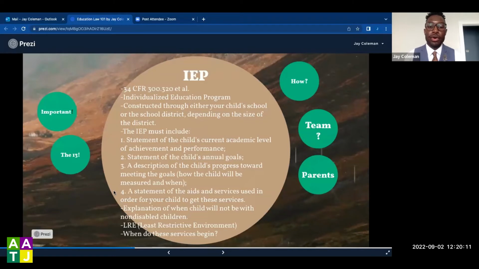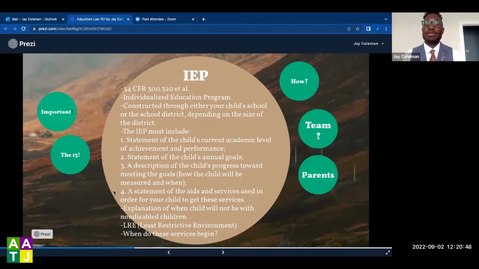All right. Number 4, there must be a statement of the aids and services used in order for your child to get these services. So in order for your child to meet these goals, the child must have aids and services. We need to know what those aids and services are. And that pretty much goes back to what I was telling you guys about the IFSP, the IEP, including pretty much all the information that the IFSP would. This number 4 supports that. So if your child needs a pathologist or whatever, that aid and service will be put into the IEP. It must be put into the IEP per the federal regulations.